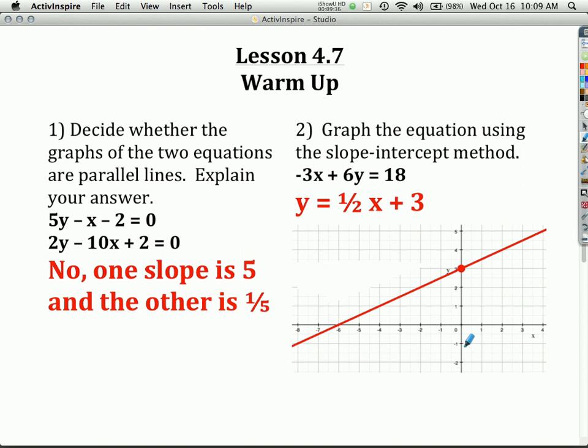Now, would I be able to tell who did which method just if I looked at your graph? No, because everyone should get the same graph no matter what method they used. So even though I was specific and I did ask you to use slope-intercept form, I would never know unless I looked at your work. Okay? That's something to keep in mind as we move to the latter stages of chapter 4 and start reviewing.